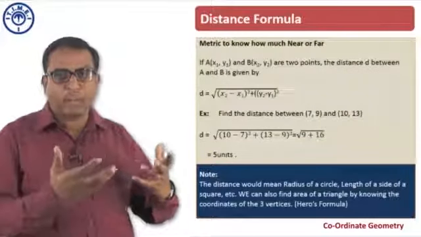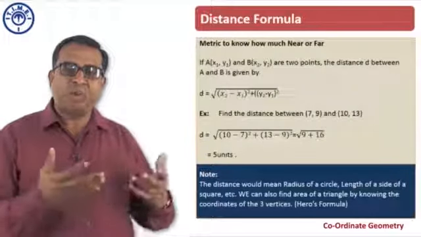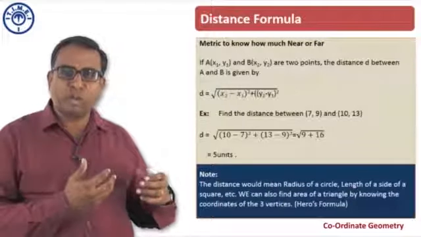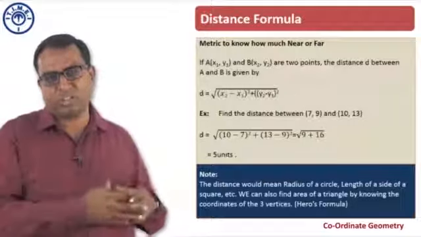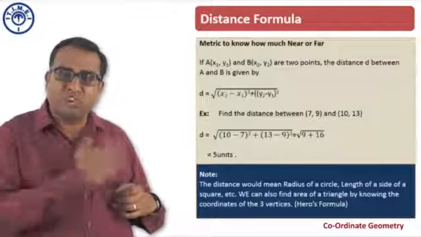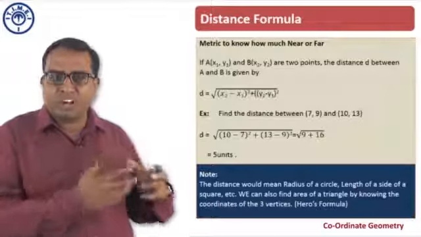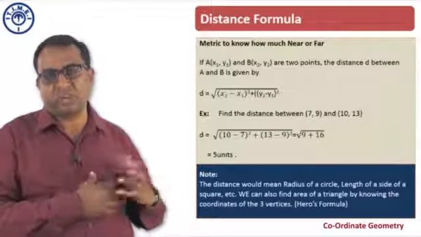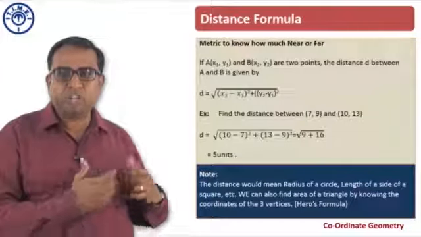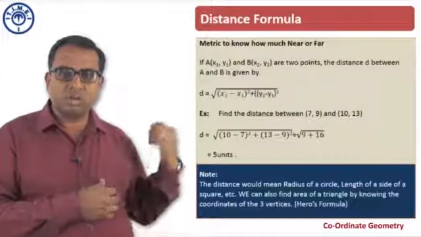If 2 points are given to us, I don't think we will keep quiet. We want to know how near or how far the 2 points are. Basically, we need a metric to know how near or how far the 2 points are. Well, this metric is called the distance between 2 points. In fact, we have a formula for computing this distance. So here goes the formula.